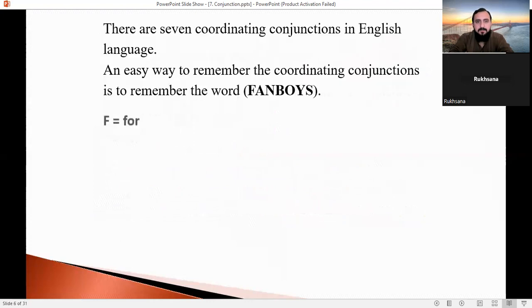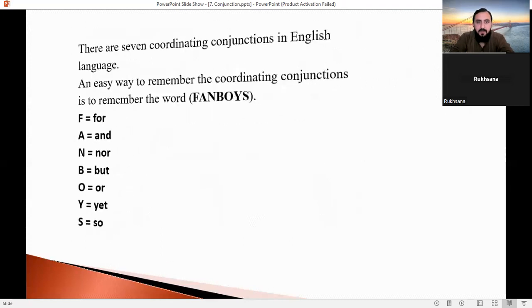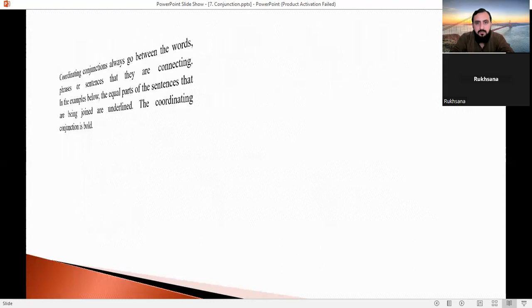Okay. Next. There are 7 coordinating conjunctions in the English language. An easy way to remember the coordinating conjunctions is to remember the word FANBOYS: F for, A and, N nor, B but, O or, Y yet, S so. So these are FANBOYS, okay? And FANBOYS are coordinating conjunctions. Let's see. Continue.